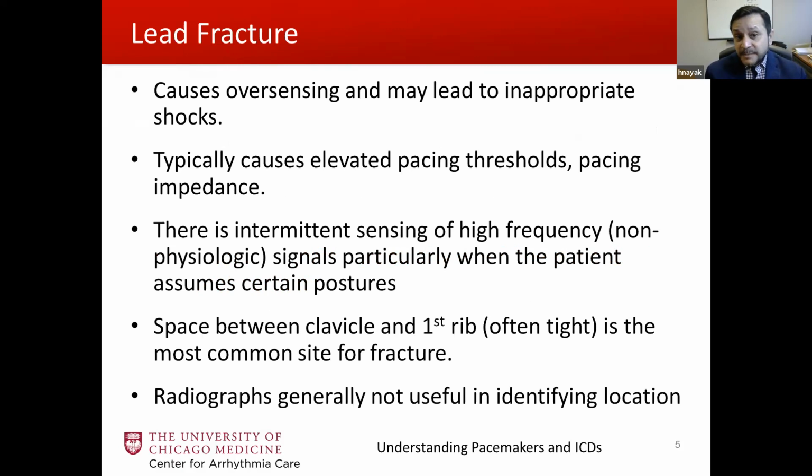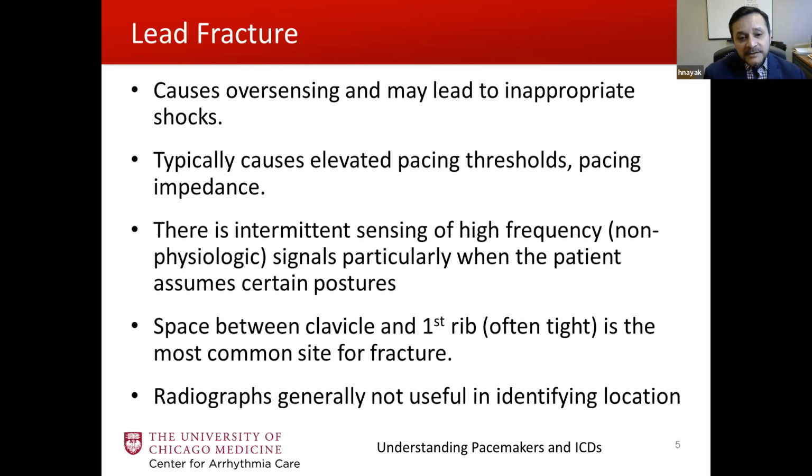Now, lead fracture typically causes elevated pacing threshold and pacing impedance values. And as we saw in the example, there's intermittent sensing of high frequency, non-physiologic signals, particularly when the patient assumes certain postures. Sometimes you can bring that fracture out by manipulating the patient's arm. Many times there's a make or break type of situation, or a microfracture that can really be brought on with changes in posture and position.